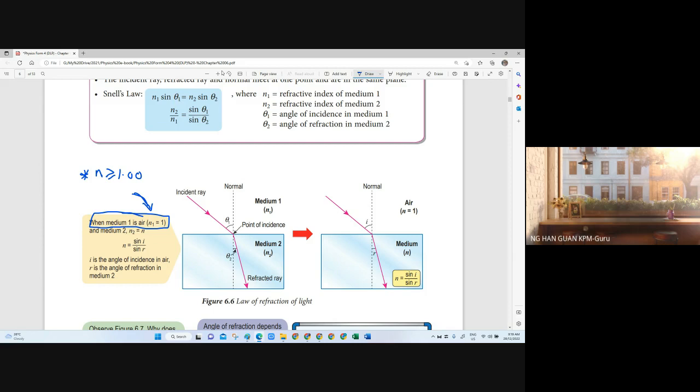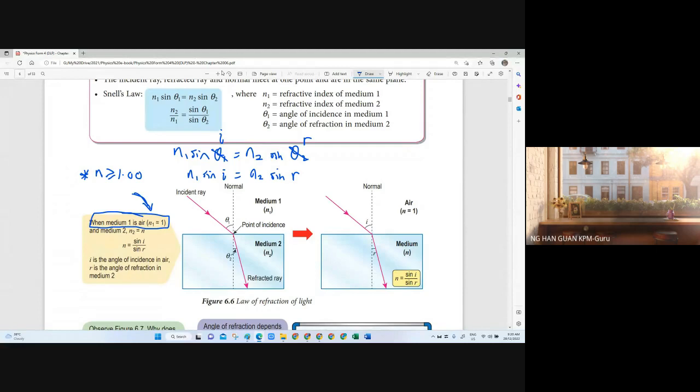Because we need to use a graph to determine the refractive index, which is sin i over sin r, we plot the graph of sin i against sin r, so that the gradient of the graph straight away represents the refractive index of the medium. So for this formula, n1 sin theta 1 equals n2 sin theta 2, if we make theta 1 the angle i and theta 2 the angle r, which is the refracted angle, therefore we have n1 sin i equals n2 sin r.